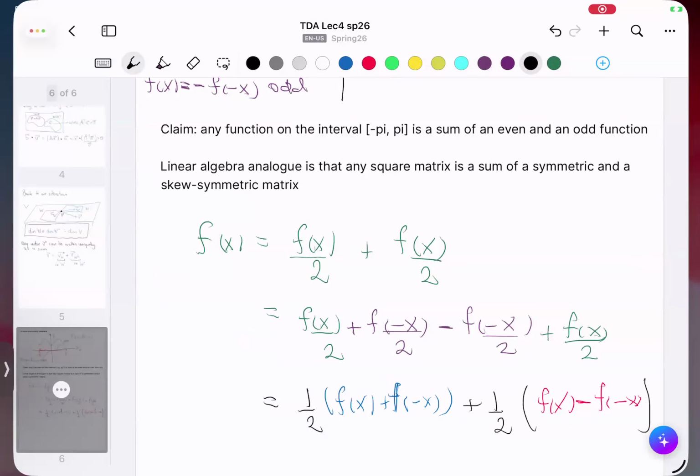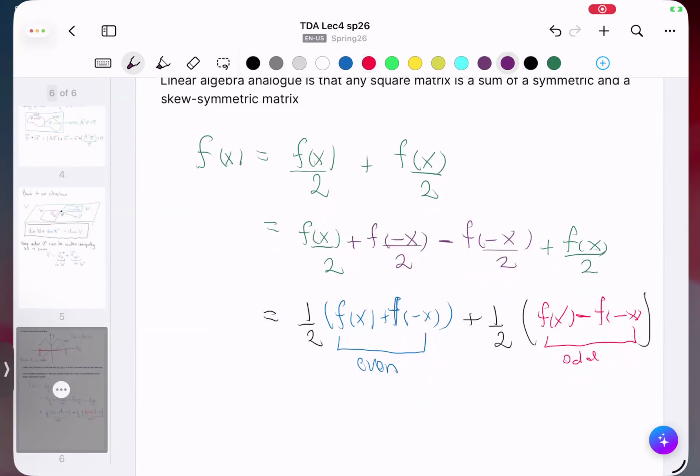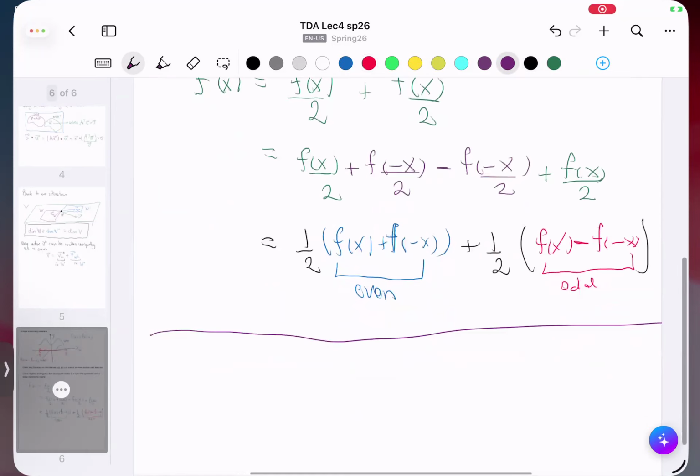But what can you say about the first function? That is an even function, right? f of x plus f of minus x, that's even, there's almost nothing to check, and this one, f of x minus f of minus x, is actually odd. So that lets you write this as a sum of an even function and an odd function. And again, for matrices, let me put it here in case someone wants it.